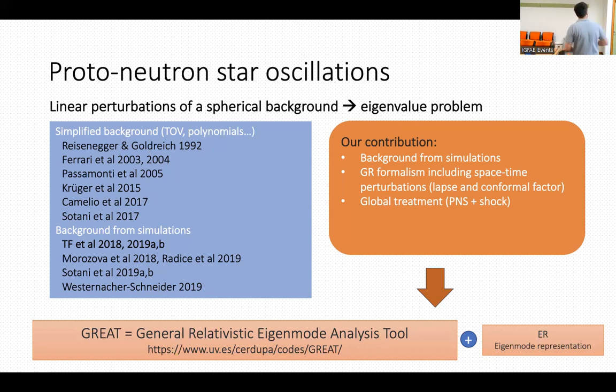And we have this code, called GRADE, General Relativistic Mode Analysis Tool, which is public and can be used to analyze any kind of core-collapse simulation. We provide all the tools: if you have a simulation and you want to extract the different modes, you can download the code, adapt it to read your data and compute the modes.